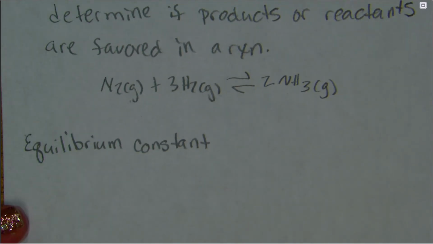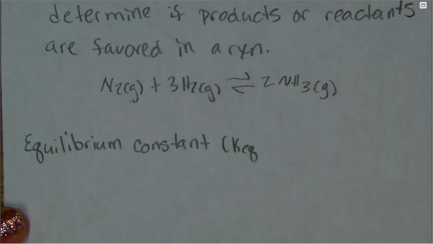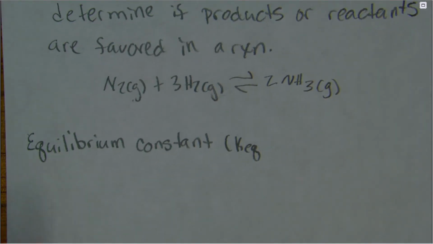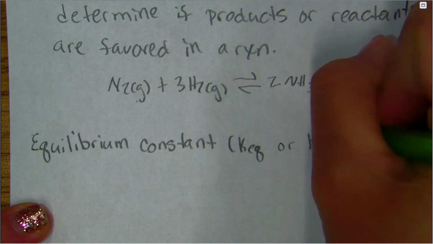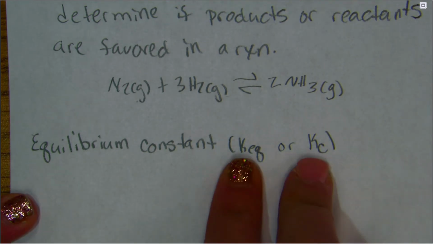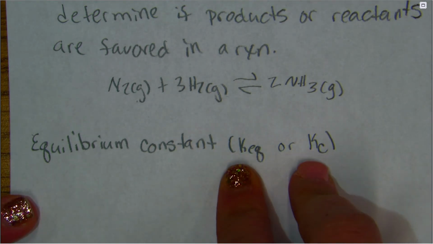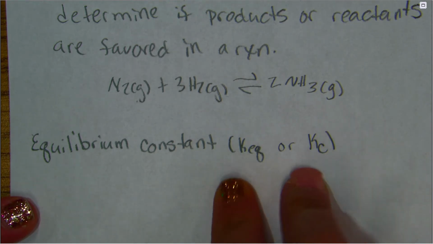Now your equilibrium constant, you see Keq. Keq is kind of a standard. We're talking about equilibrium. We also write it as Kc, where C is concentration. K is our equilibrium. And this is a big K, not to be confused with a little k from kinetics when we get to the AP portion.